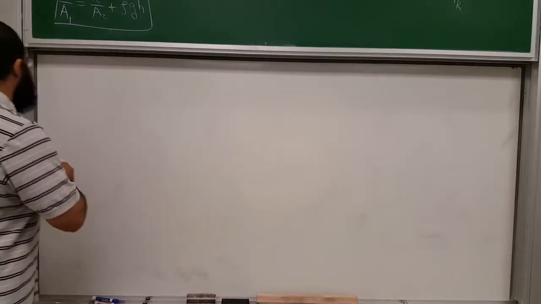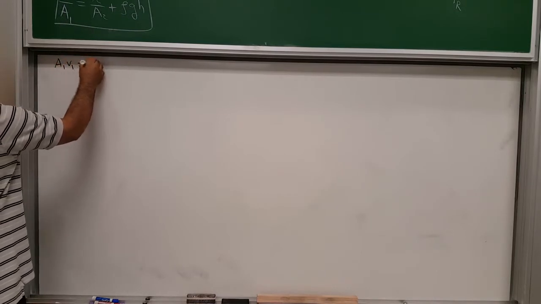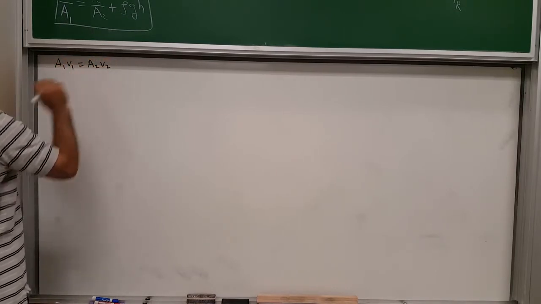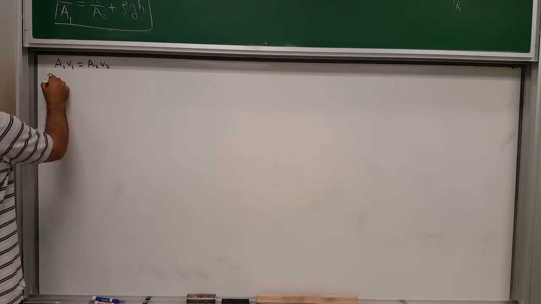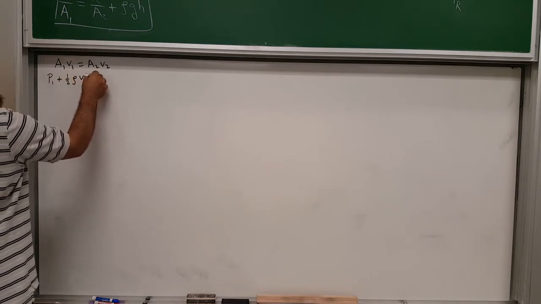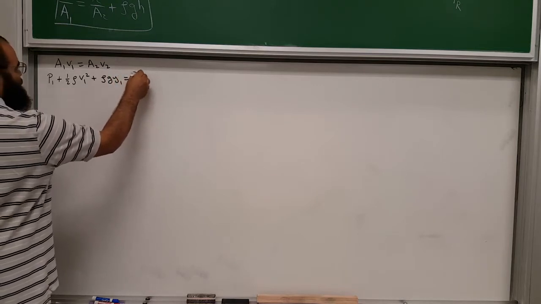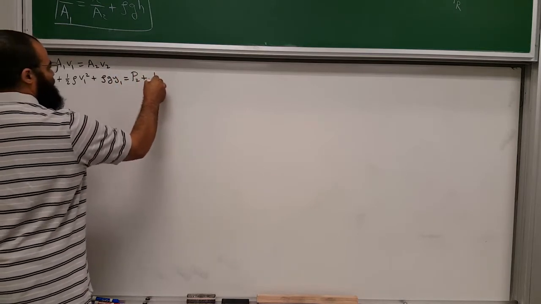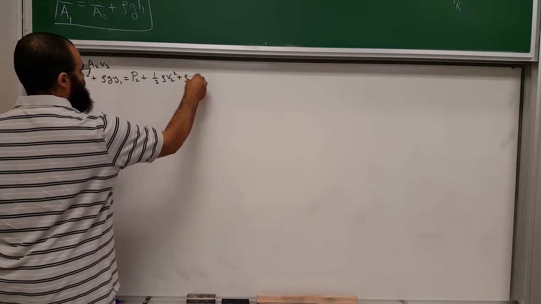So we have two equations. We have the continuity equation, A1 V1 equals A2 V2. This is conservation of mass basically. And we have Bernoulli's equation that says P1 plus 1/2 rho V1 squared plus rho g Y1 will equal P2 plus 1/2 rho V2 squared plus rho g Y2.